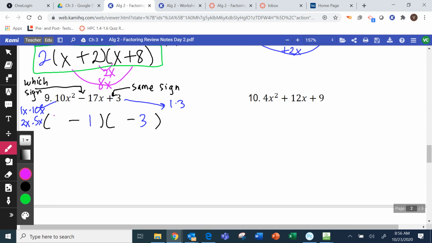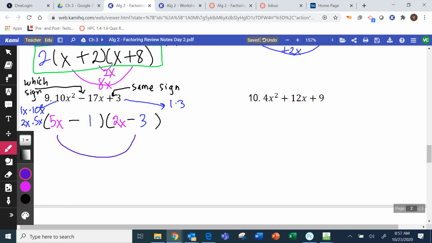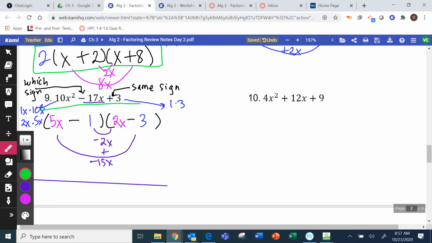What if I did 5x here and 2x here? That's going to give me a minus 15x and then a minus 2x. And yes, that does equal the minus 17x. So now I know I'm correct.